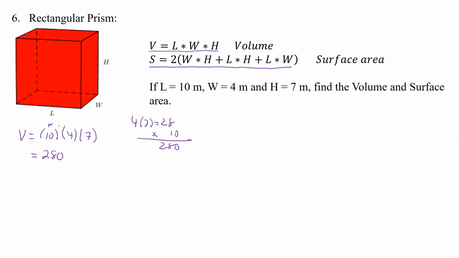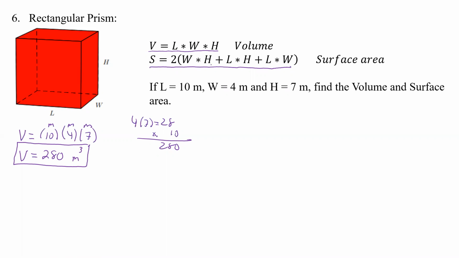Now remember, this is meters times meters times meters, so that's going to be meters cubed. So we have to remember to keep our units with it. And so the volume is 280 cubic meters. Okay, so just multiplying 3 numbers together, it's not too hard, and that's how we found our volume.